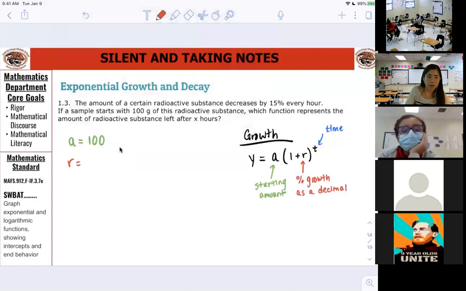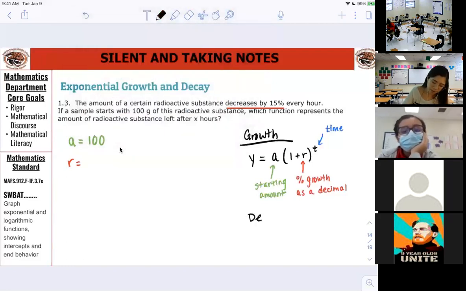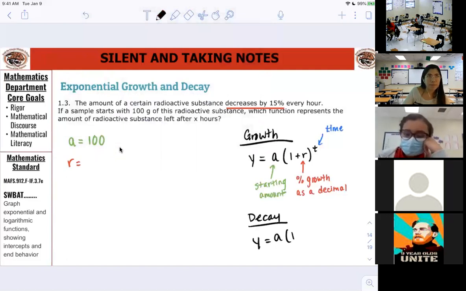Wait, but it's decreasing. Oh, but it's decreasing, right? Yeah, so the rate of decay. So it's actually a decay. And does anyone remember what actually is the difference between growth and decay? Growth means it's going to get multiplied, and decay means it's going to get subtracted. Not subtracted. What's the opposite of multiplication?